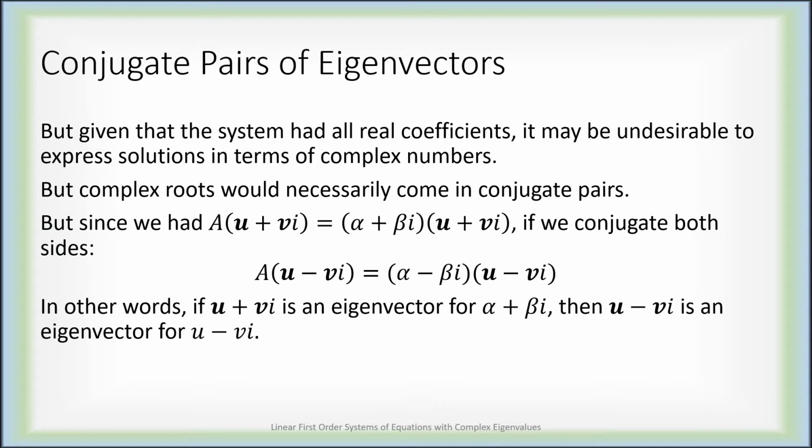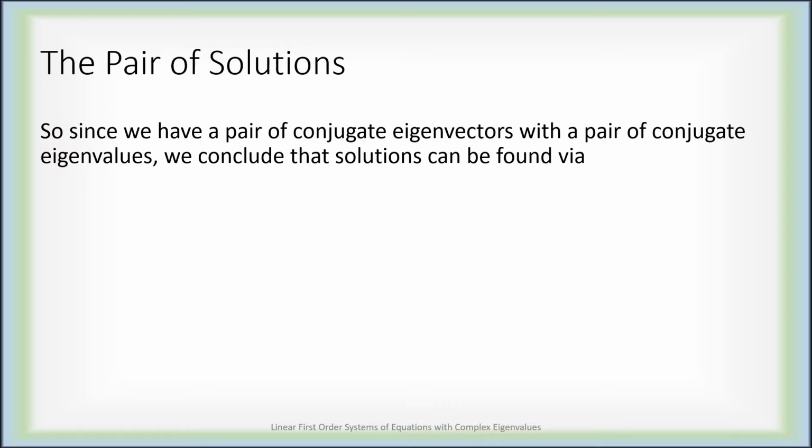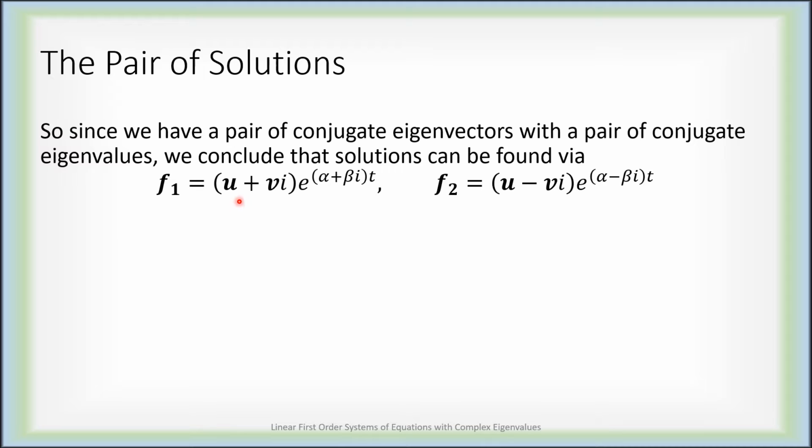So if you can find an eigenvector for one complex root, you've really already found an eigenvector for its complex conjugate. You just need to conjugate your eigenvector. So what we have is a pair of complex conjugate eigenvectors corresponding to a pair of complex conjugate eigenvalues. Using all the techniques we already know, we can find solutions of the form eigenvector times e to the eigenvalue t. Also, we know if this eigenvector corresponds to this eigenvalue, then the conjugate of this eigenvector corresponds to the conjugate of this eigenvalue.